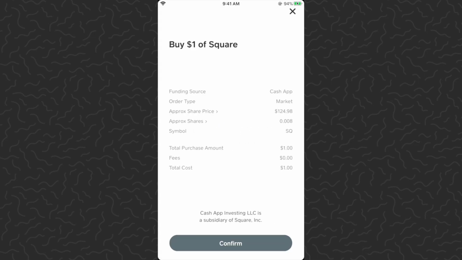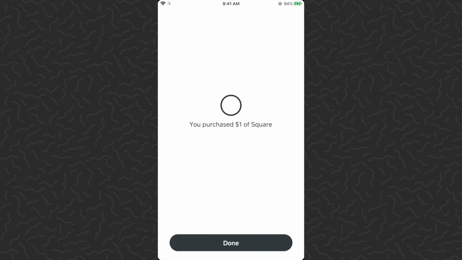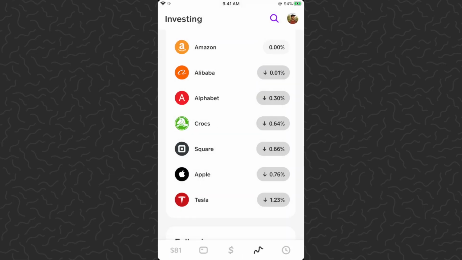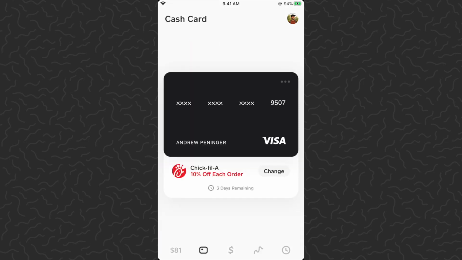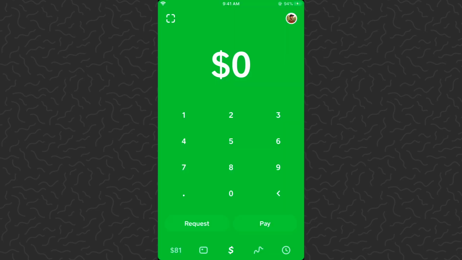So Cash App is completely legitimate for a bank account and investing. You can invest in stocks and Bitcoin. I do both on this app. They have a card. You can get the card and get discounts right there. You can see I get 10% off at Chick-fil-A. You can send peer-to-peer payments. Cash App is like a full-service bank with built-in investing. It's an amazing app. I highly recommend learning it. And there's hundreds of videos on my channel if you want to do so.